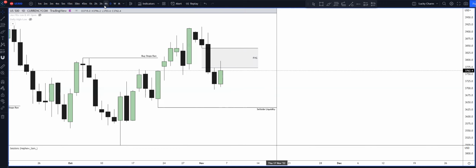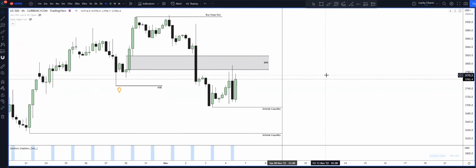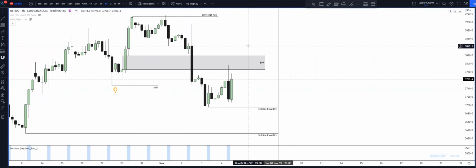Now, looking at the 4-hour time frame, give me 1 second. I wanted to touch back on this thought here.